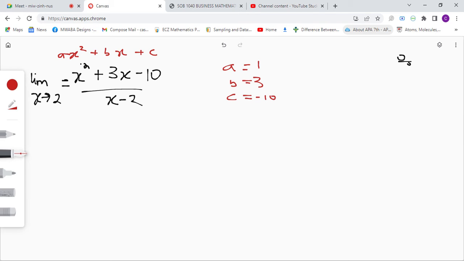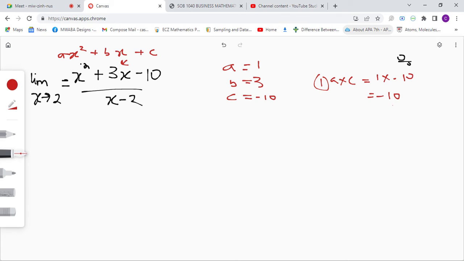So remember, when factorizing quadratics, step 1, we multiply A by C. So we say 1 times negative 10, and we get negative 10. Now we have to look for two numbers that, when we multiply them, give you negative 10, and when you add them, give you 3.